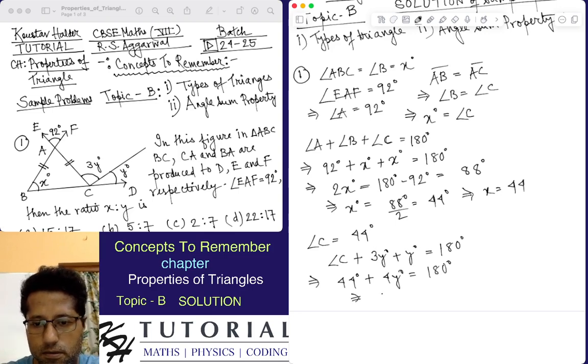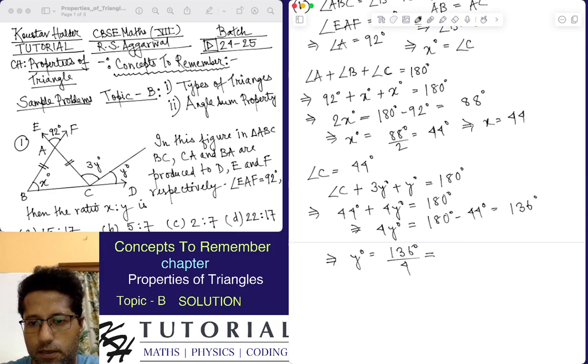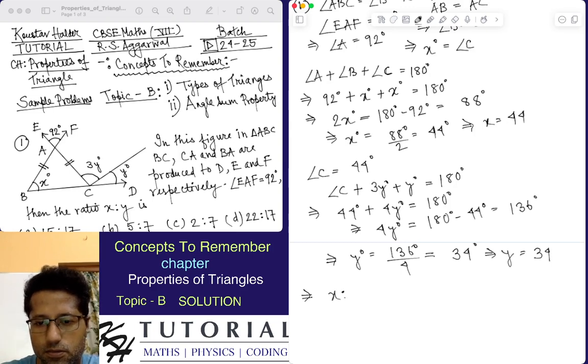This implies 4y degree is equal to 180 degree minus 44 degree. This is 136 degree. So this implies y degree equals 136 degree divided by 4, which is equal to 34 degree. So we have found x. So this implies y is equal to 34. So we know x and we know y. We can find x is to y equals 44 is to 34.